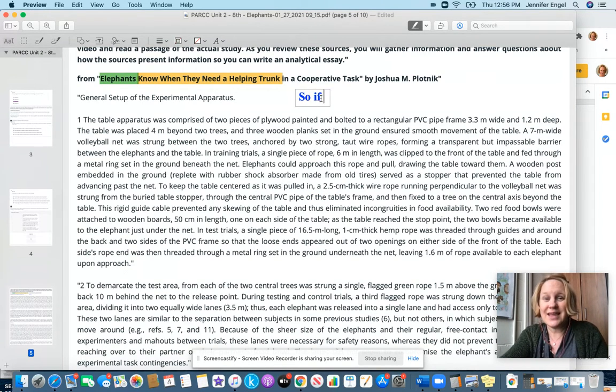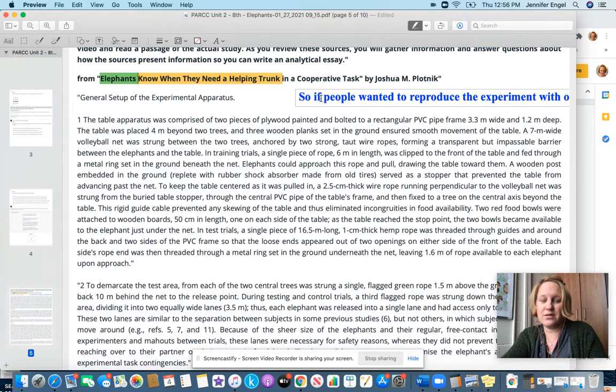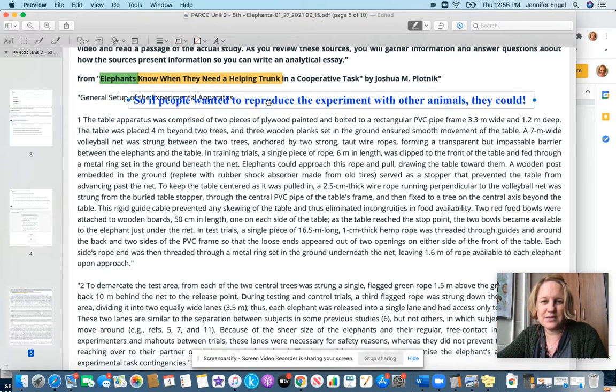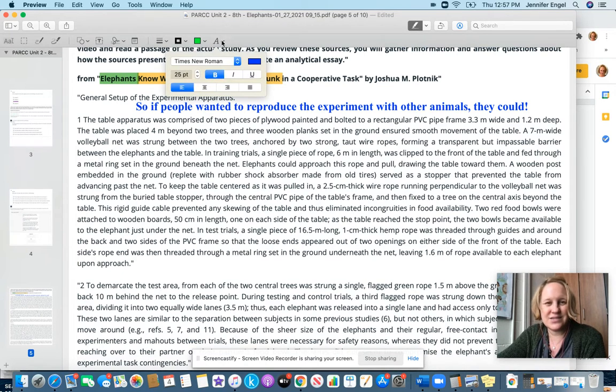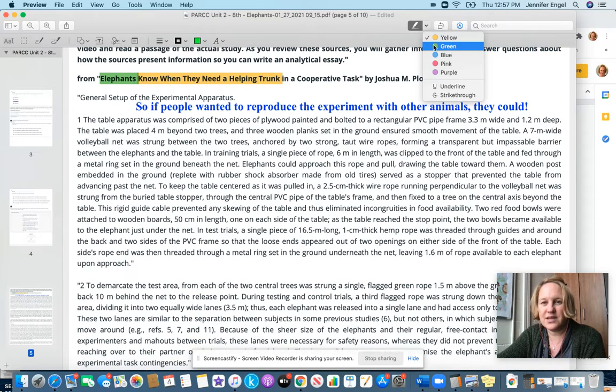So, if people wanted to reproduce the experiment with other animals, they could. Whoops, what happened to my text box? There we go. Okay? So this is why, if they want to reproduce the experiment with other people, they could. Now, to be honest, this one's not going to be as fun, I don't think.